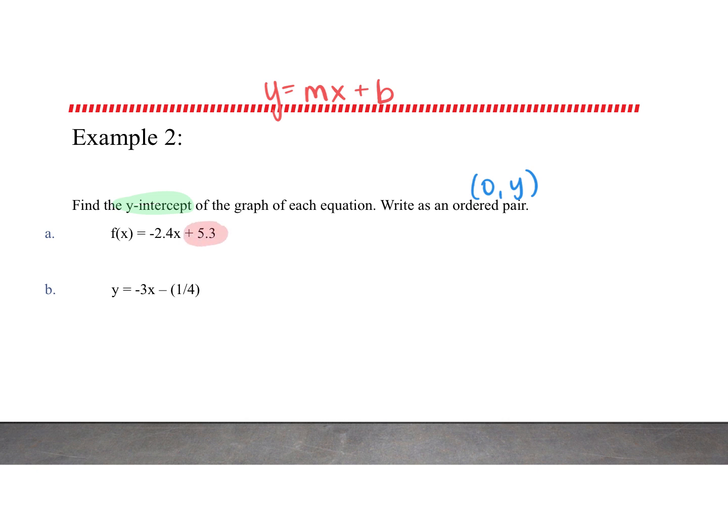So notice on part A, it's this plus 5.3. And for B, it's this minus 1/4. If you go back to that first example, notice between the two equations, it's that plus 3 that changed where that entire line crossed our y-axis. So these are our y-intercepts. And when you have solved the equation for y equals, you can see that in your equation. There is no math that needs to be done to find it. The only thing we need to do here is just write it as an ordered pair.